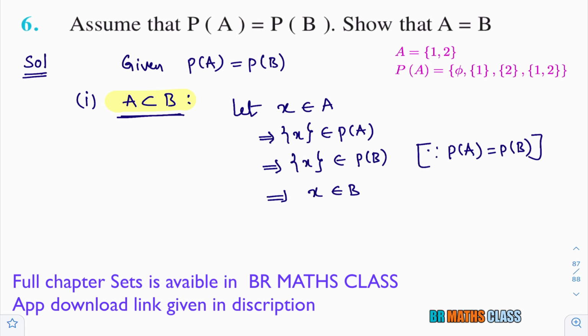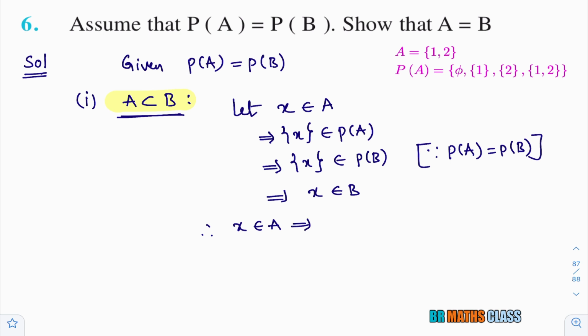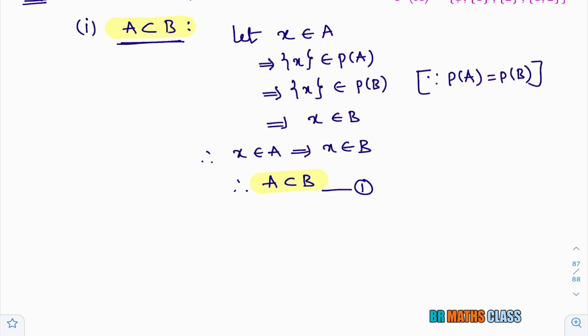So what happened here? Therefore, X belongs to A implies X belongs to B. So I can say that A is a subset of B. Consider it as 1. Similarly, we can prove that B is a subset of A. In the exam, you can write, similarly we can prove that. But I just want to prove the second one also, that B is a subset of A. How to prove it?